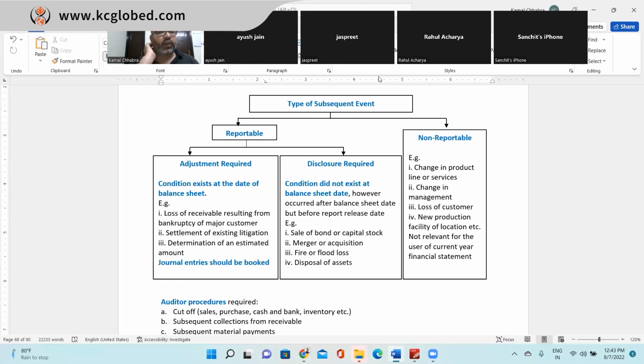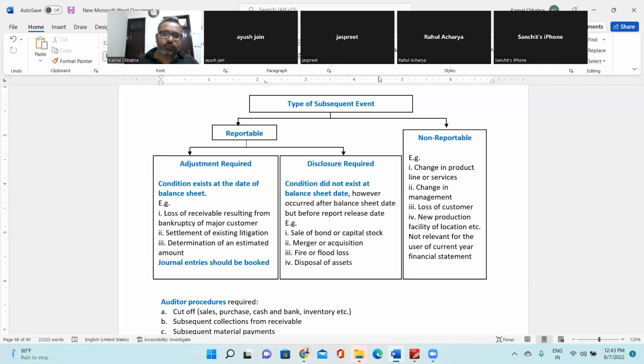Make sense? When things get concluded between the financial statement year-end date and the report release date, in that scenario, you'll be making an adjustment entry. Make sense? Simple? Yes, sir. Now coming to the disclosure, which is a gray area basically.